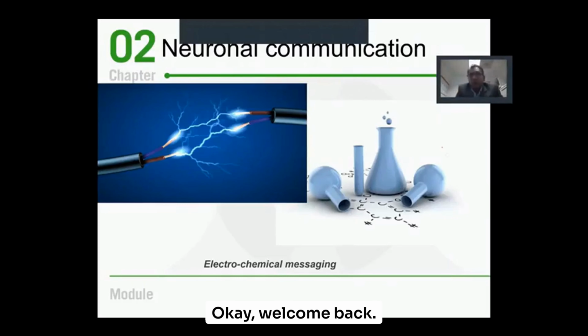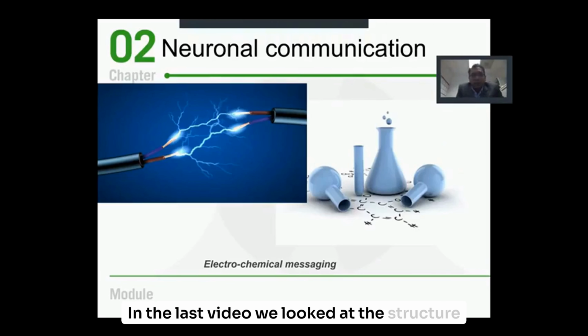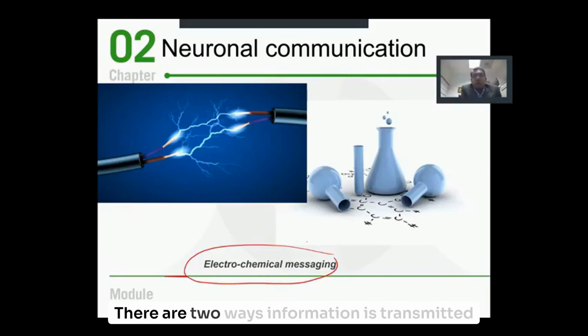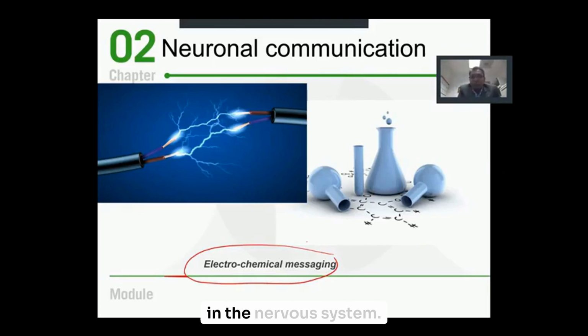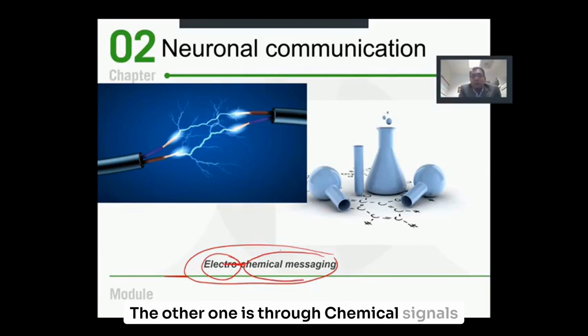Okay, welcome back. In the last video, we looked at the structure of neurons, cells, and synapse. Now we're going to talk about neural communication. We said that the way information is transmitted in the nervous system is called the electrochemical messaging system. There are two ways information is transmitted in the nervous system. One is through electrical signals. The other one is through chemical signals.